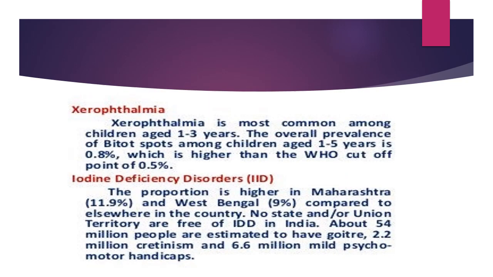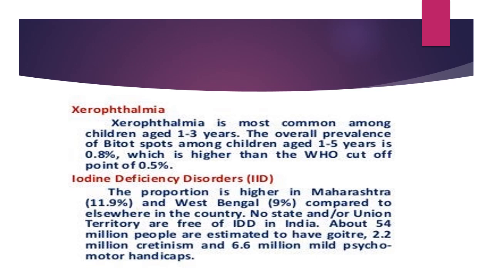Then comes xerophthalmia, which is an eye disorder. Children in the age group of 1 to 3 years, or you can say 1 to 5 years, suffer from xerophthalmia. Xerophthalmia is a condition in which there is dryness of the conjunctiva and cornea of the eyes. Why does xerophthalmia happen? Because of vitamin A deficiency.